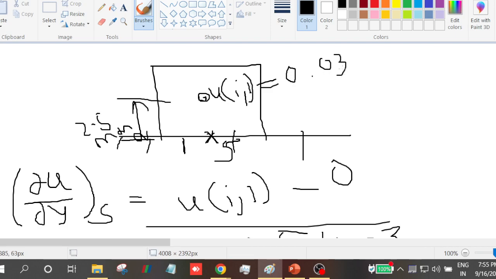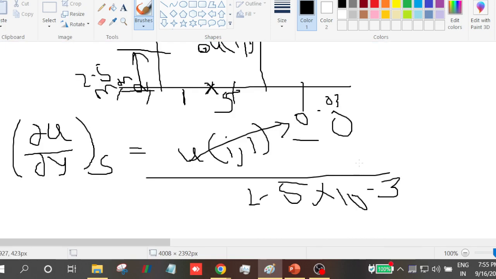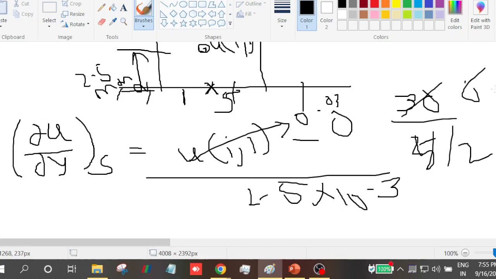So this will be 0.03 divided by 2.5 into 10 raised to minus 3, that is around how much, 30 divided by 2.5. Yeah, this is 5 divided by 2, 6. Yeah, it should be 12. Yes, correct. 6 to the 12.